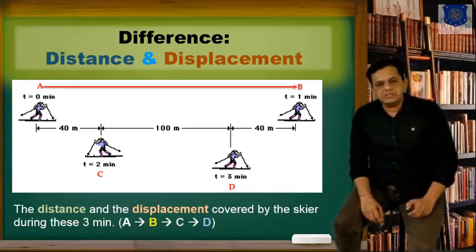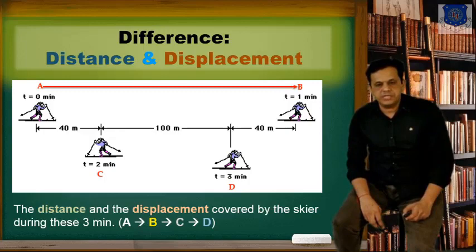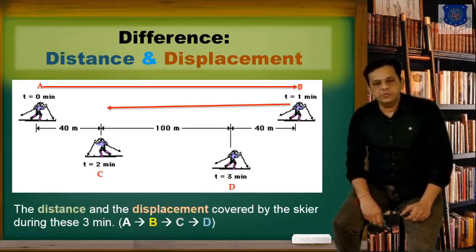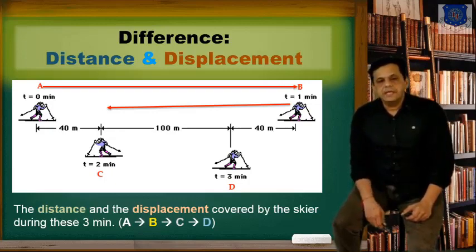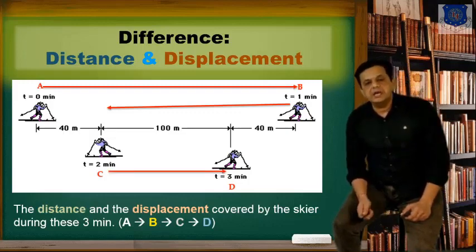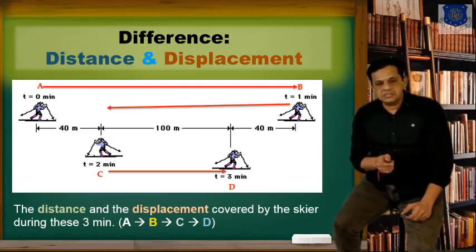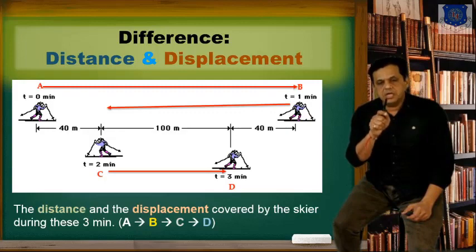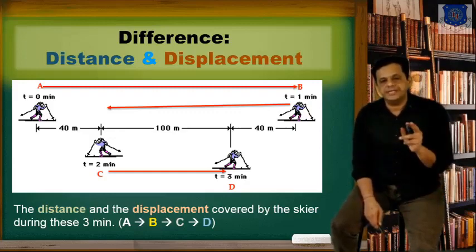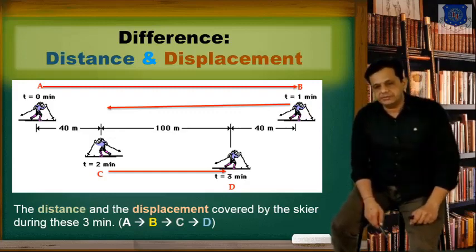So A to B is 40 plus 100 plus 40, that is 180 meters. Then B to C, that is 140 further, and then C to D, that is again 100 meters. So the distance covered in total is 140 plus 100 plus 40, and then again 140, again 100, so that makes 420 meters in 3 minutes.